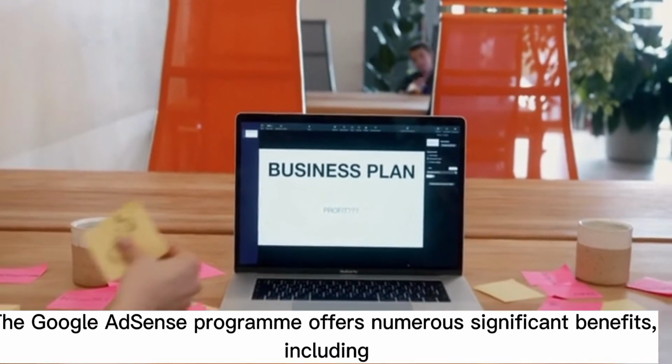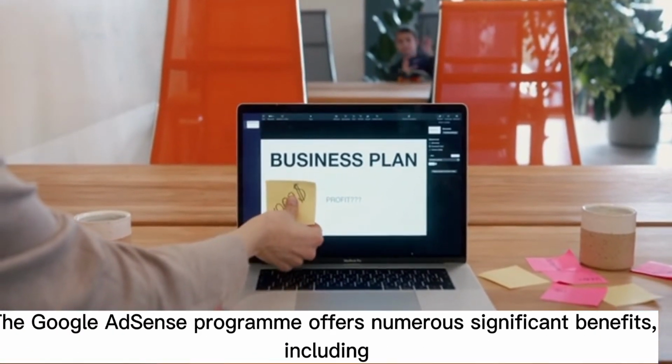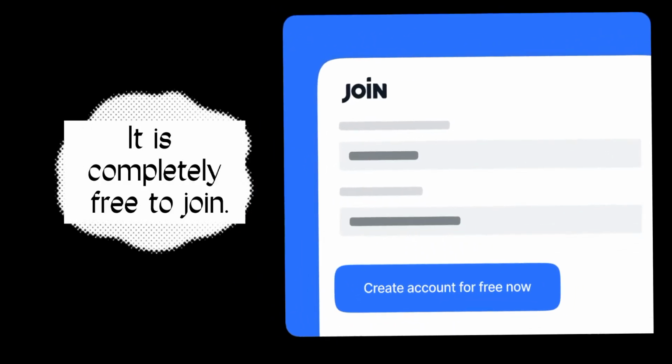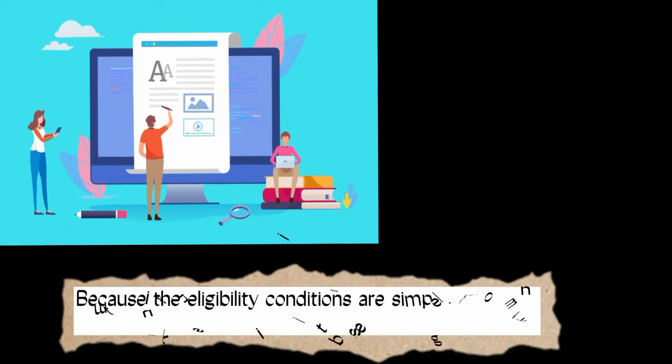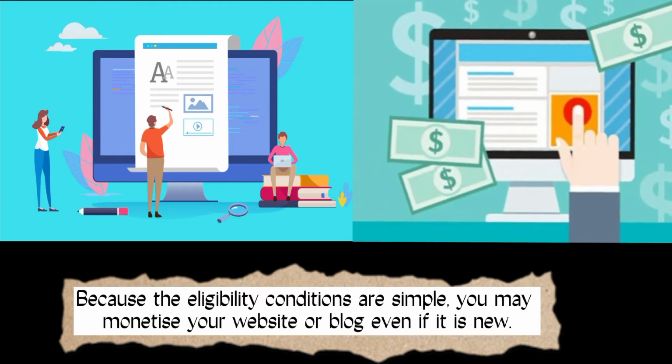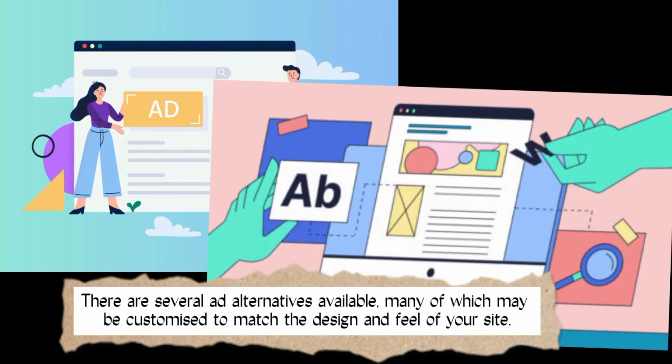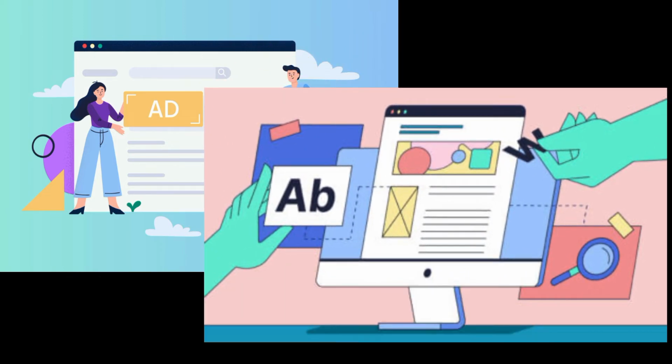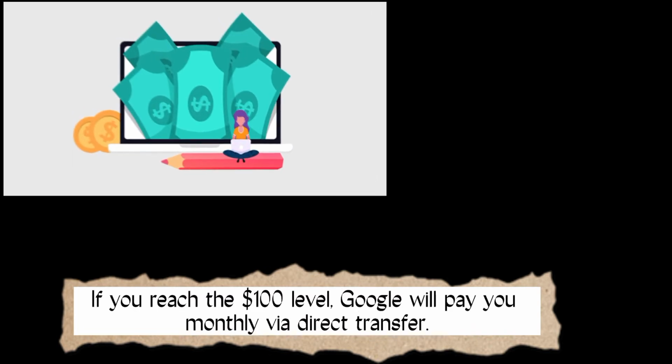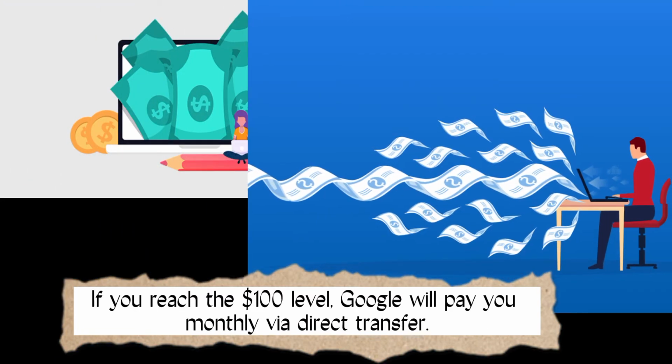Advantages and disadvantages of earning money through Google AdSense. The Google AdSense program offers numerous significant benefits, including it is completely free to join. Because the eligibility conditions are simple, you may monetize your website or blog even if it is new. There are several ad alternatives available, many of which may be customized to match the design and feel of your site. If you reach the $100 level, Google will pay you monthly via direct transfer.